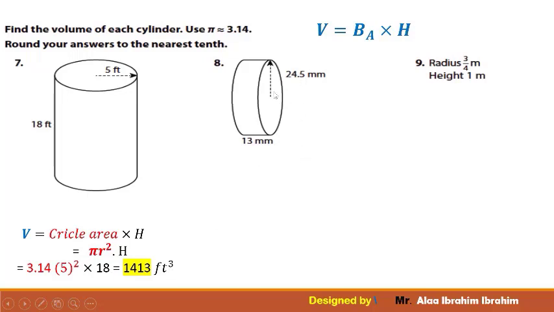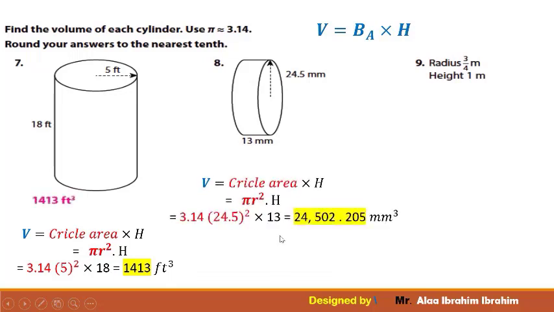Now how to find this? This is the radius also, and this is my height: the distance between this circle and the other circle, if you can imagine it here, okay? So this is my height. The same way, I have circles, πr² times height.